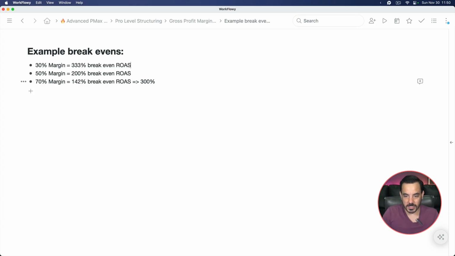Whereas if you had that same ROAS target on these guys, on your low margin product, if these were running at 300% ROAS, you'd be losing money. That's below the break-even point. So that is why we have this structure for this specific situation, if this situation applies to you.